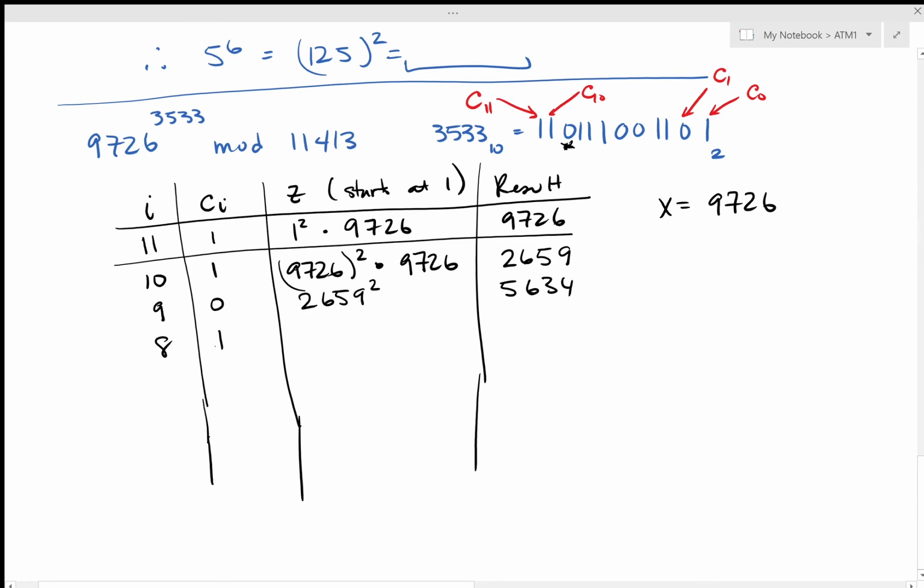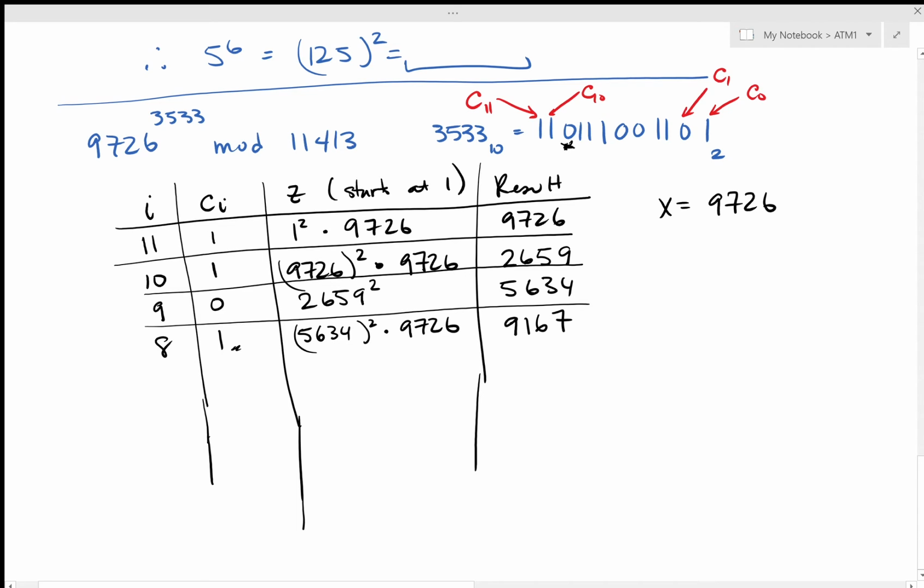Ci is 1, C8 is 1. So just keep some coherence here. We square Z, and Z is currently sitting at 5634. We square that, and then we multiply by X because this number is a 1. 9726. We mod 11413, and we get 9167. Okay, and keep going. We're going to keep going.